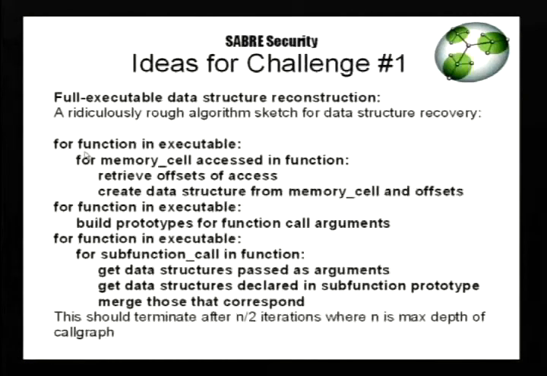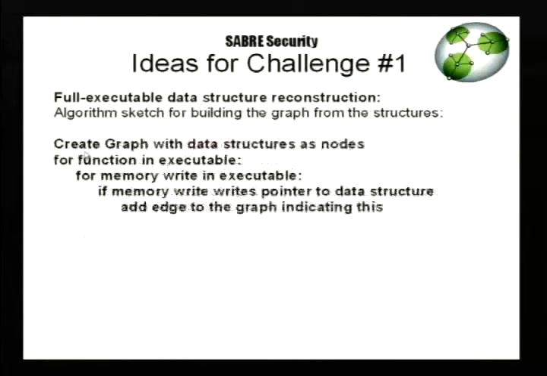And you iterate over that, and because you're essentially iterating over the call tree, you should terminate in n half steps, where n is the maximum depth of the call tree. In theory. I haven't tried this, so careful. Well, creating the graph from these data structures should then be relatively easy, because you just iterate over the data structures and iterate over the locations where they're being written to, and check whether they're writing a pointer to another data structure. Should definitely be doable as well.